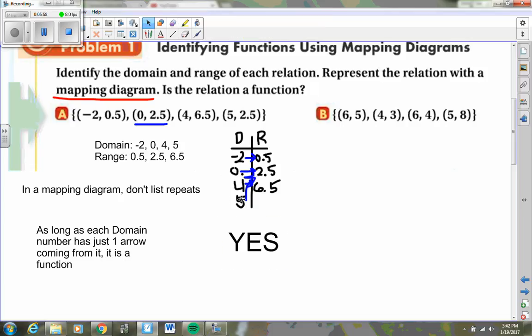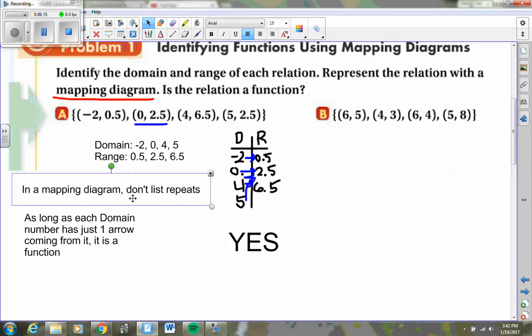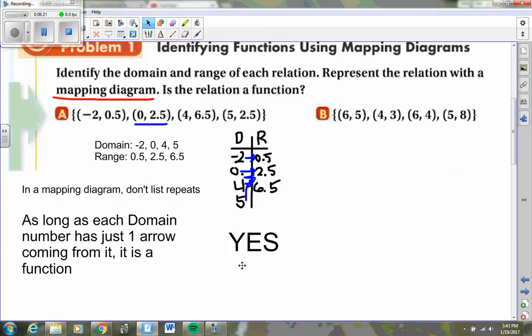Even though 2 of the numbers are going to 2.5, because each domain number only has one arrow coming off of it, that is most definitely a function, okay? So please make sure these 2 things get written down here. In a mapping diagram, don't list repeats. And as long as each domain number has just one arrow, it is a function. The answer here is yes.